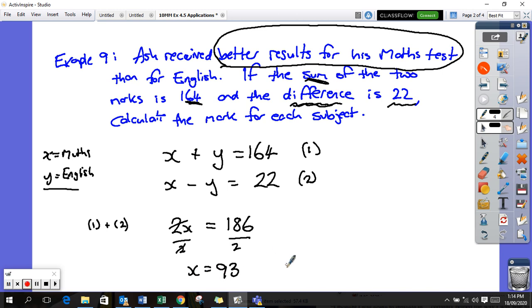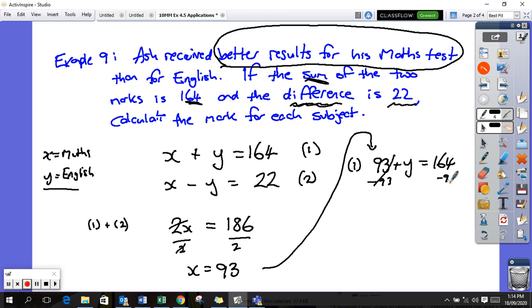So the English score, let's get a bit of room. Equation 1 tells us that 93 plus y equals 164. So I'm just going to subtract the 93 from the 164, and I'm going to get y is 71. And we just check that. The difference is 22, so 93 minus 71 is 22, so we know we got it right.